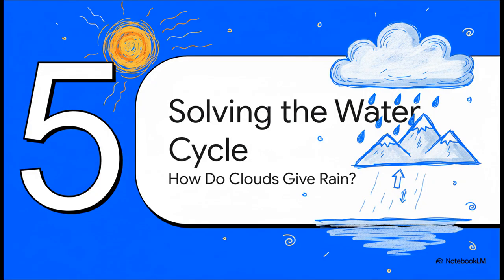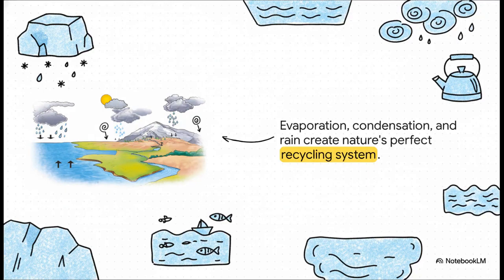Let's use everything we've learned to solve the biggest mystery of them all, the water cycle. How in the world do clouds give us our rain? This one beautiful picture tells the entire story. The sun's heat makes water from oceans, lakes, and rivers, you guessed it, evaporate. This water vapor rises up, cools down, and condenses to form clouds. And when the water droplets in the clouds get too heavy, they fall back to Earth as rain. And the whole cycle starts all over again. It's nature's amazing recycling system.